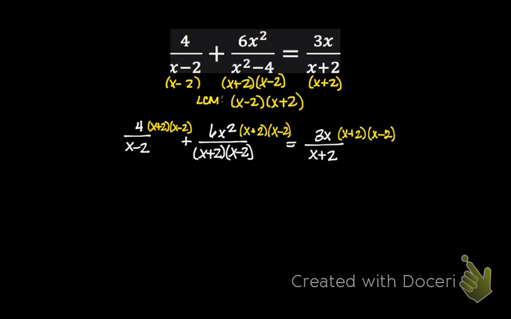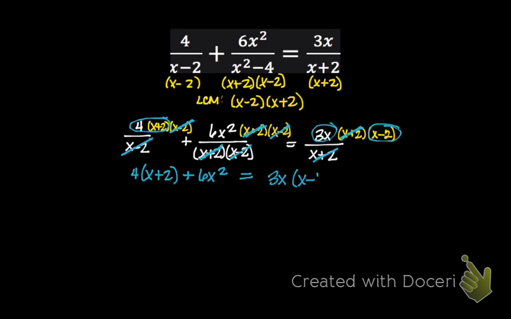Why did we do that? Because now we can cancel out all of our denominators. This one has an x minus 2, which was one of the things from our list. So all we have left up here now is 4 times x plus 2. The second fraction, I can cancel out both of the x plus 2's and both of the x minus 2's. All I have left is 6x squared, and that's going to be equal to the x plus 2's cancel, so I have 3x times x minus 2 left over. And now we need to go ahead and solve.